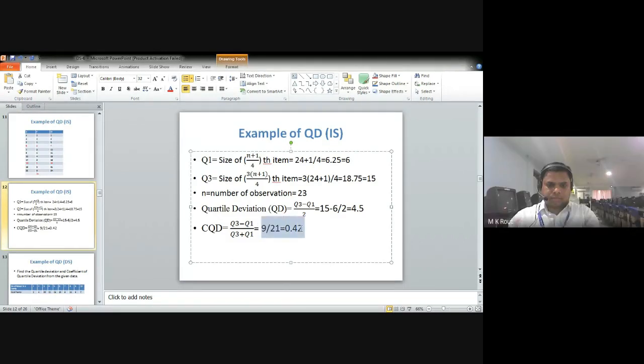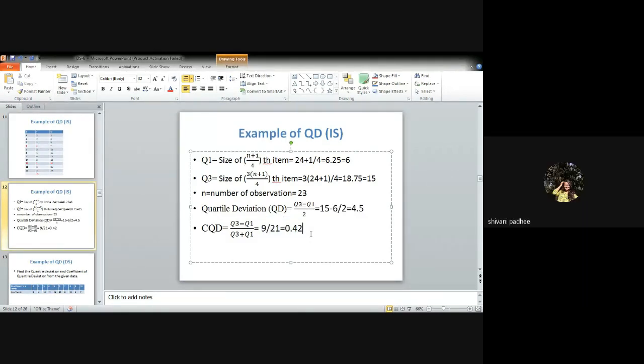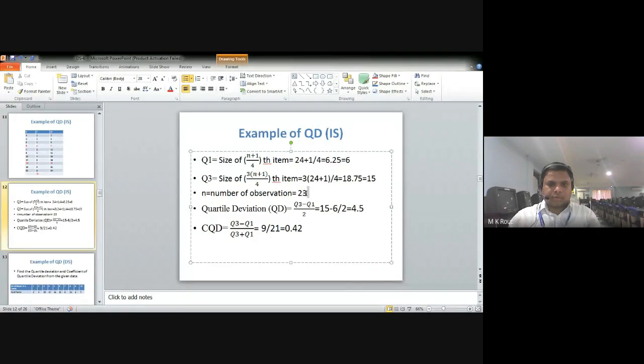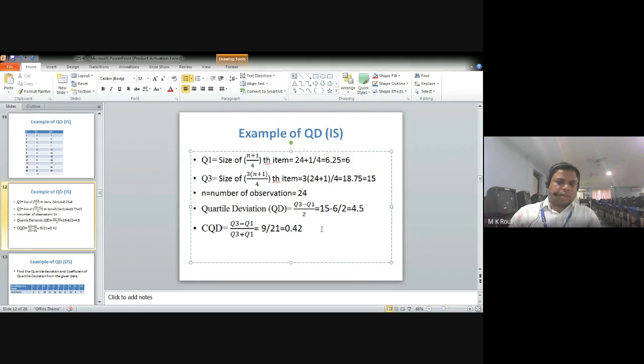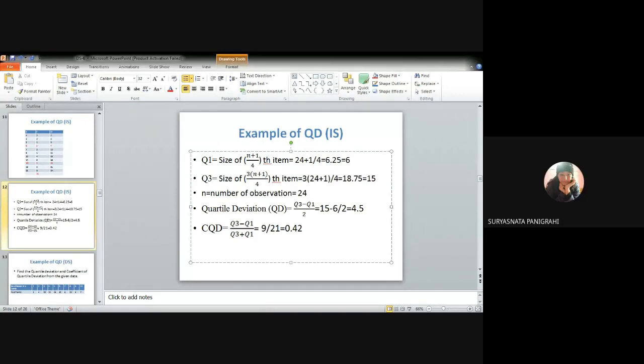Either n is 23 or 24, right? The value of n is written wrong, 23 is written. Oh, that is 20, the number of observations. Okay. Then moving to the next one. Is it clear to all?